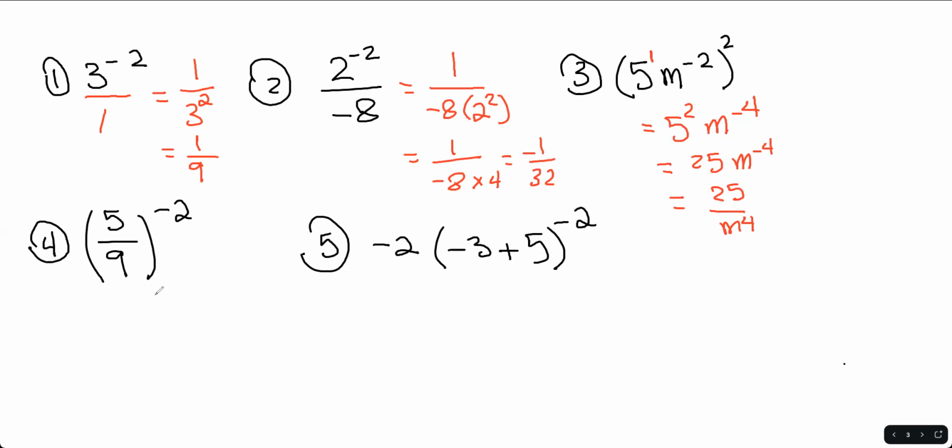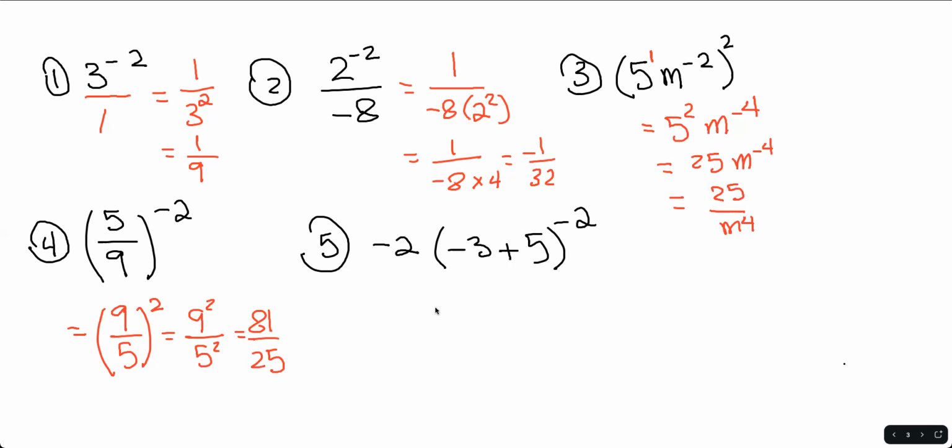Okay, how about here? 5/9 to the power of -2. All you need to do here, very simple. You flip this and you make it 9/5. That will make the exponent outside of the brackets positive. And it means the square belongs to the 9 and belongs to the 5. So this is 9 squared over 5 squared, which is 81/25.